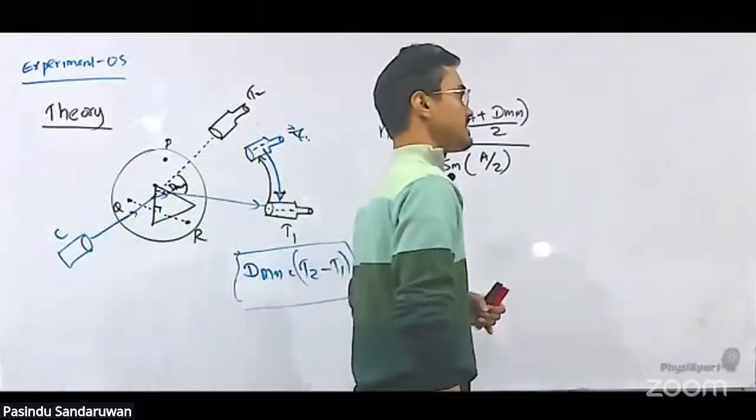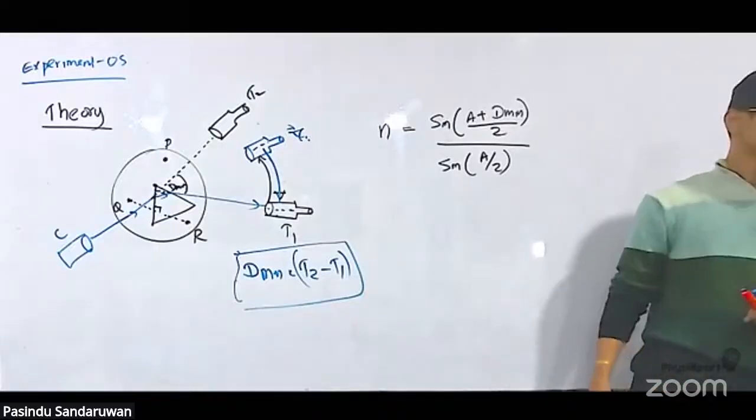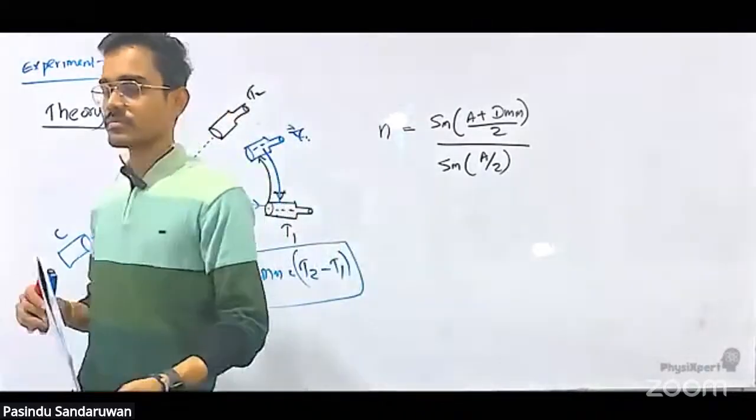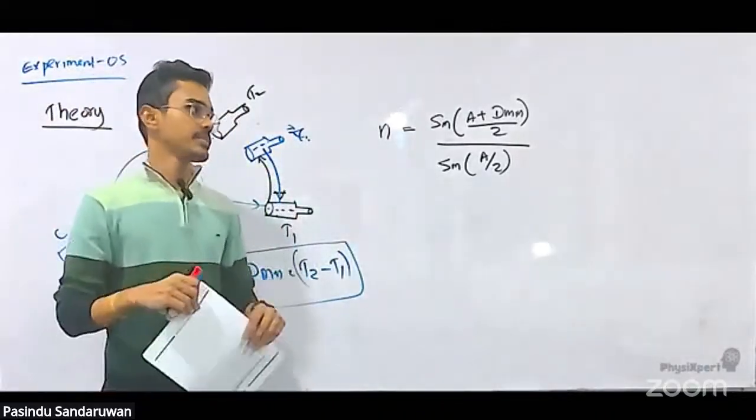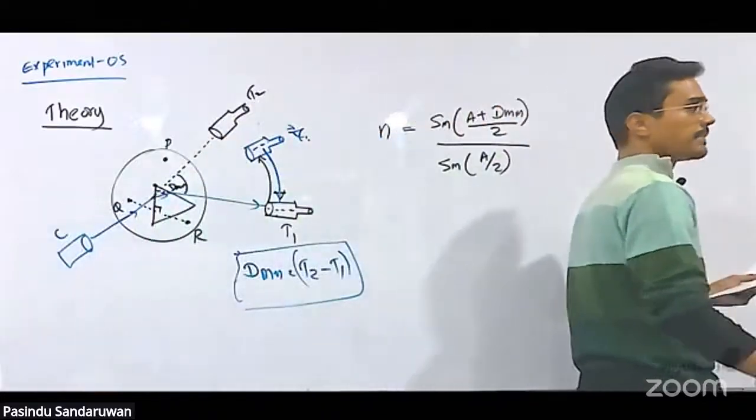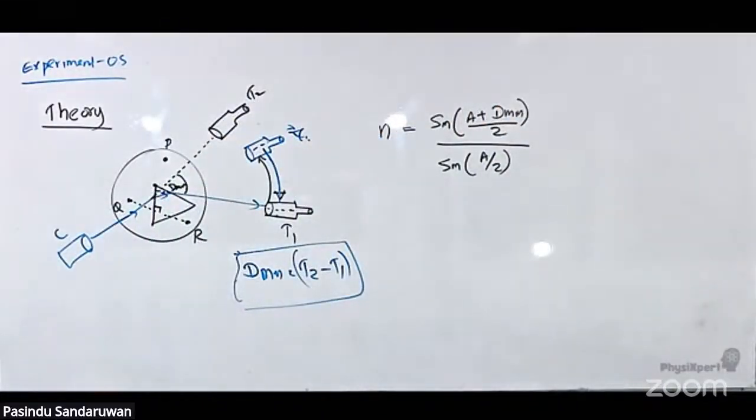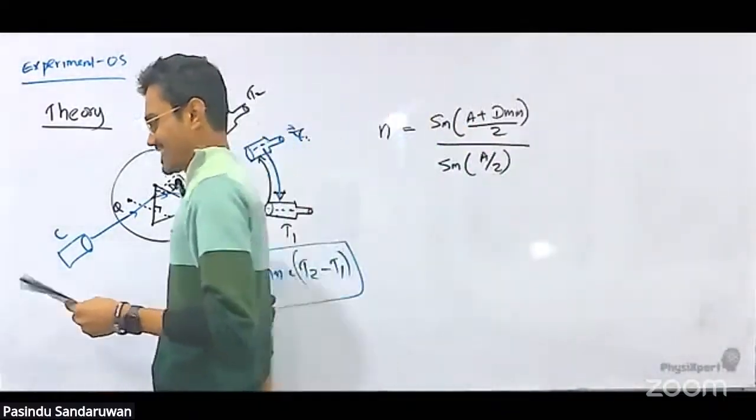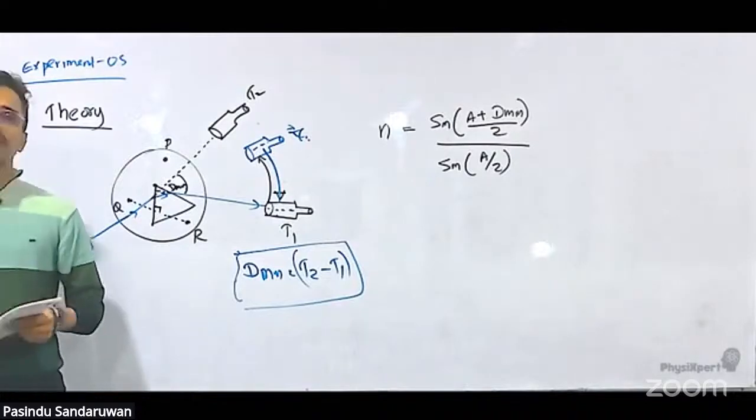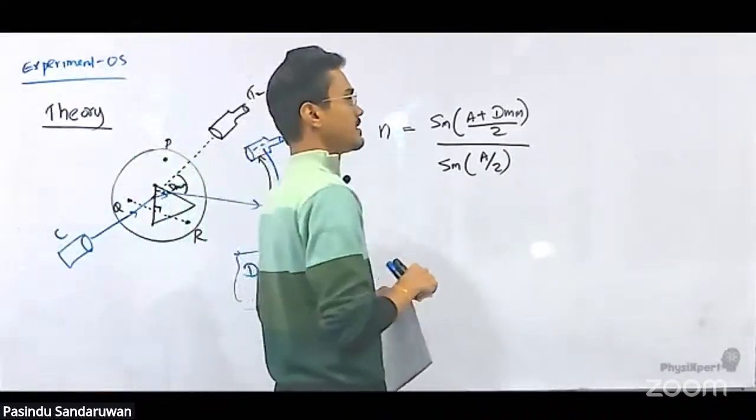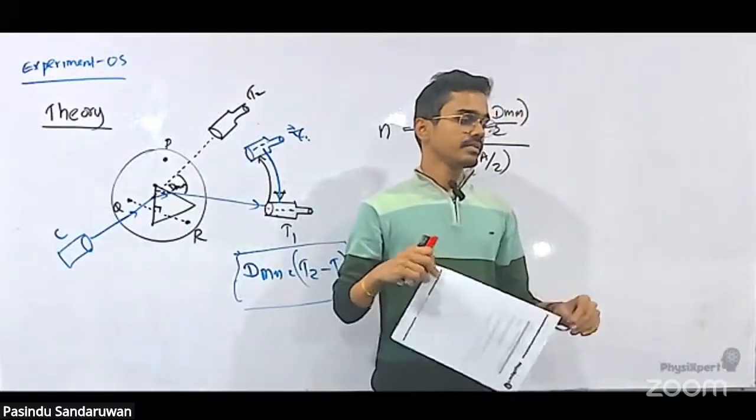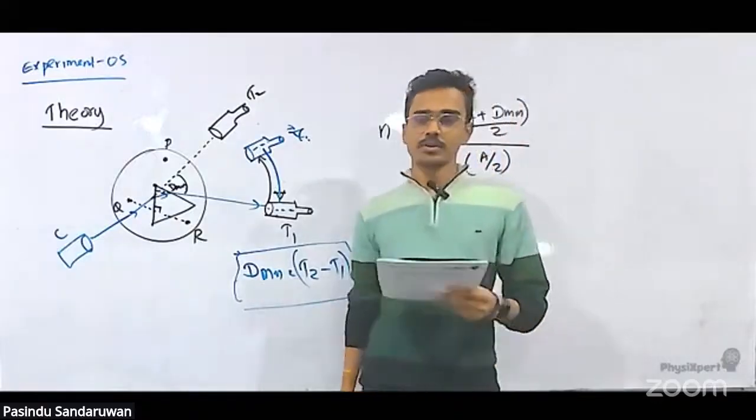Right. Next, method. First point. Keep sodium lamp in front of slit of properly adjusted spectrometer.